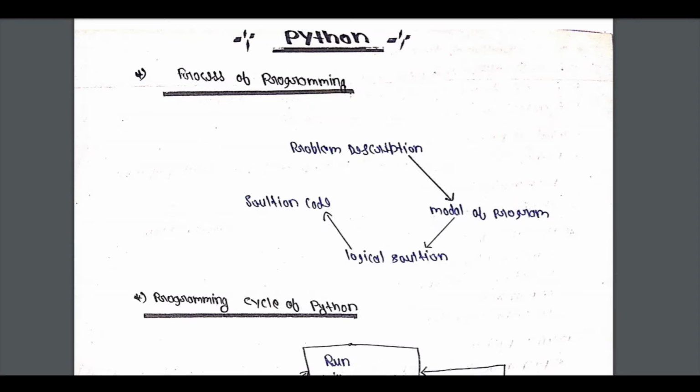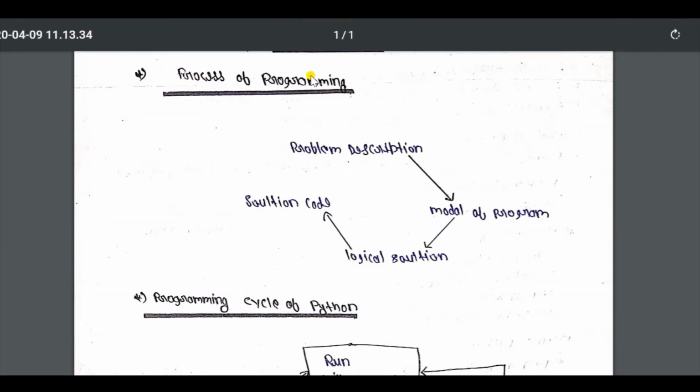Today I will discuss Python programming according to the ICT AKTU syllabus. According to the syllabus, the first topic is the process of programming. This topic includes 4 steps.